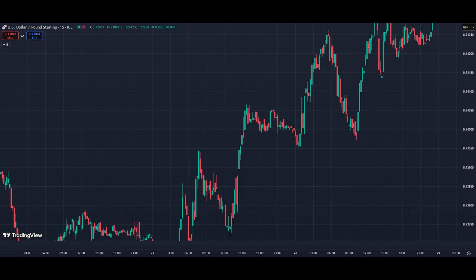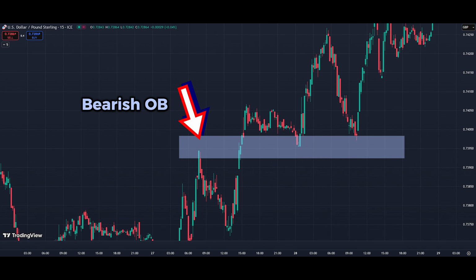Breaker blocks are formed when an order block is broken, after reaching a new swing high or low. For example, a price comes to the bearish order block, but doesn't fall lower, instead continuing to rally.